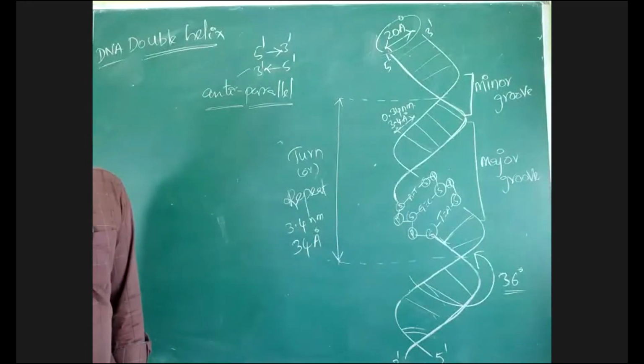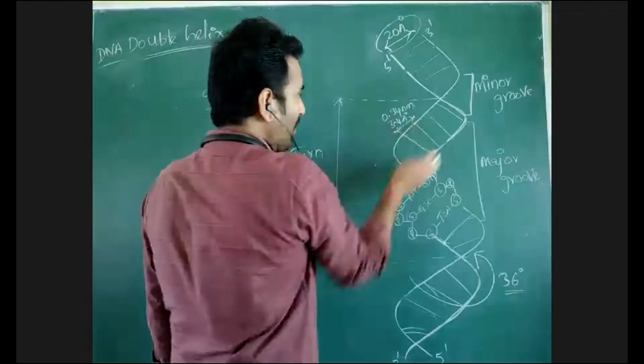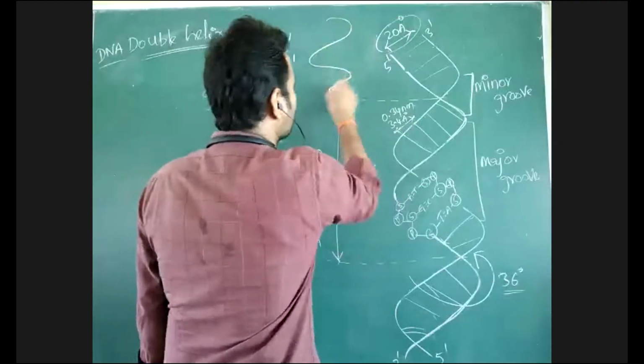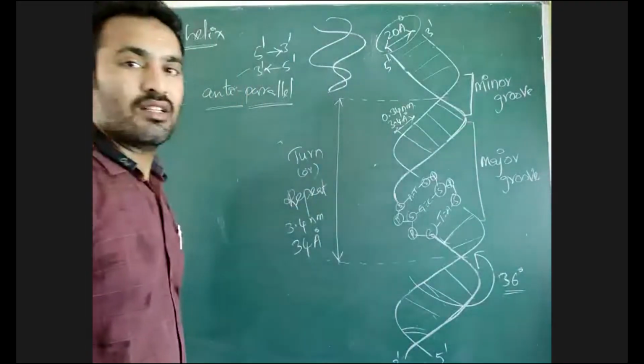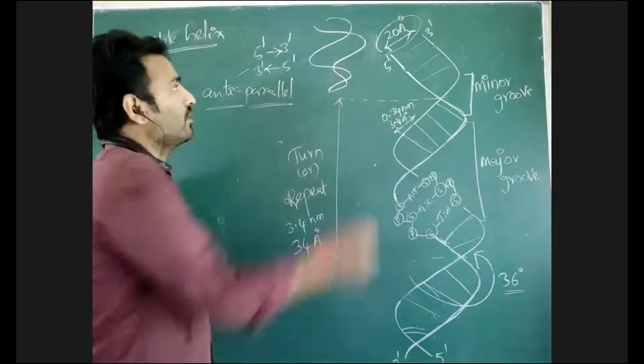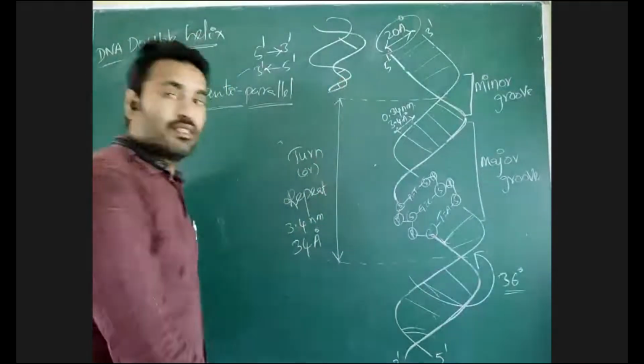The distance between two strands everywhere in DNA, wherever you take it, should be 20 angstrom. You may write like this. That is not correct for a double helical structure, where here the distance is more and here the distance is less. Like that you cannot write.